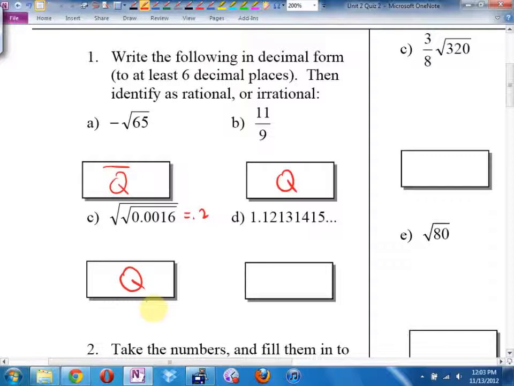How about this 1.12, 13, 14, 15? What's the pattern? 16. There is a pattern. Is there the same chunk of numbers repeating over and over and over? Then this is irrational. So 1 mark for each of those.